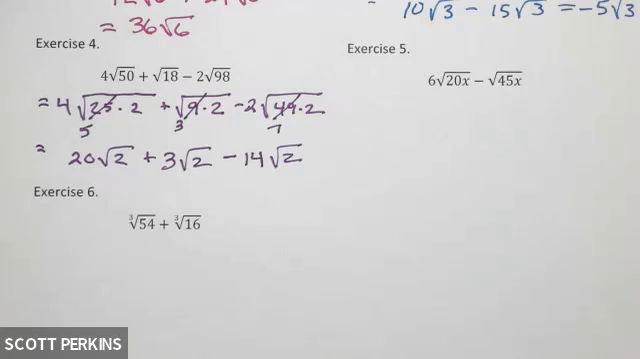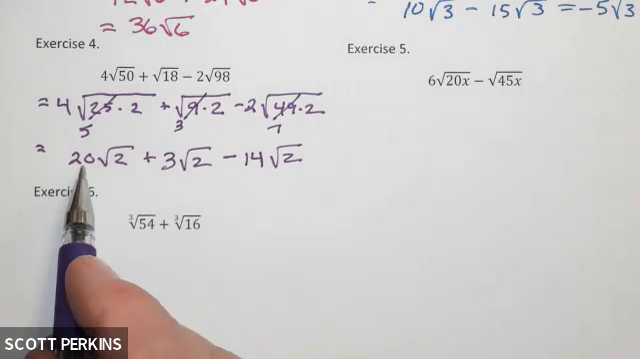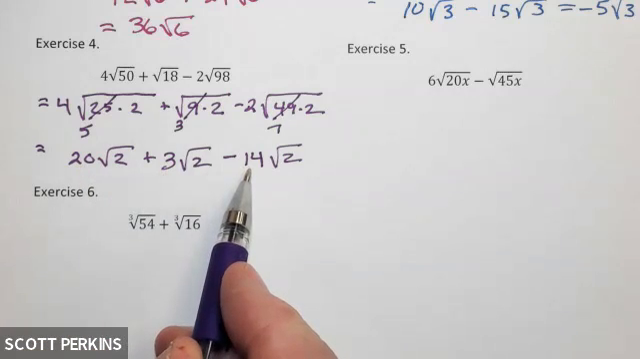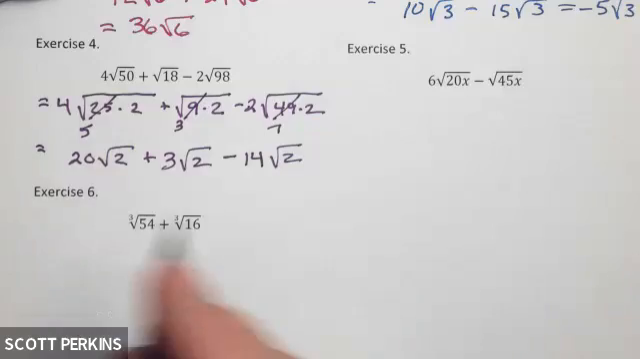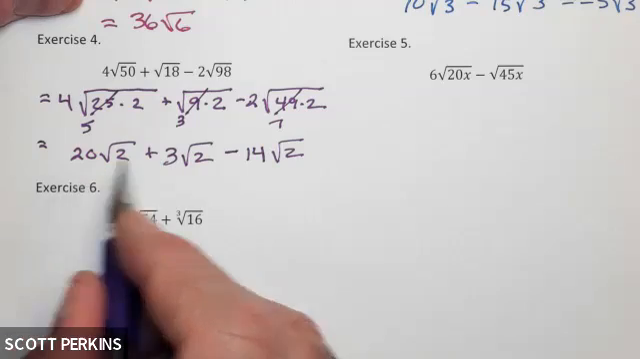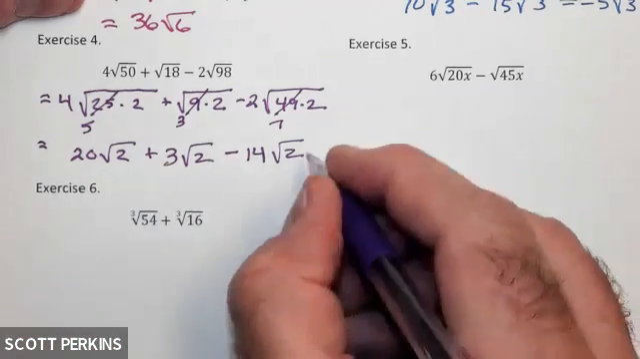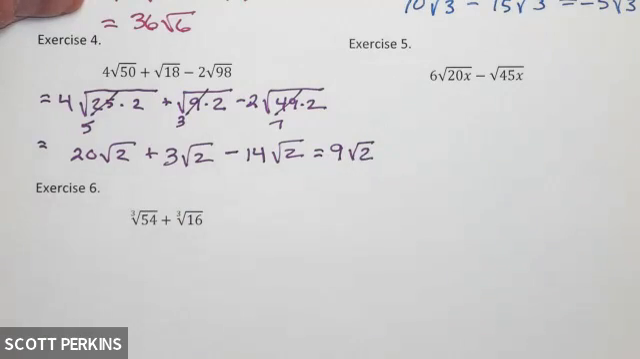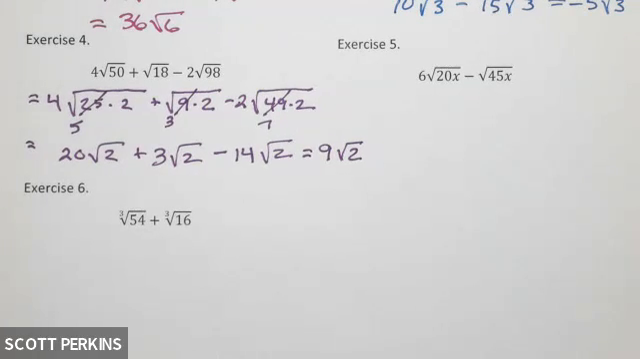I just want to be doubly sure because I don't want to pass over this. Is everyone understanding why these coefficients become 20, 3, and 14? Okay. I'm hopeful. I want this to be an amazing last test grade so we can drop one of the earlier ones. So 20 plus 3 is 23, minus 14, I believe that's 9 square root of 2, and there's my answer.